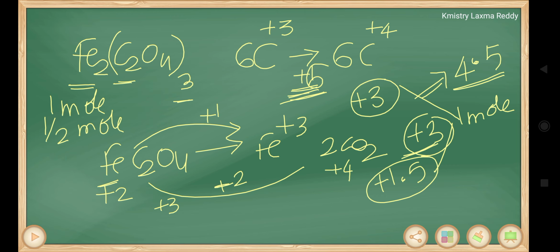See carefully. In Fe2(C2O4)3, iron is not getting changed. C2O4 only undergoes the change. But in case of ferrous oxalate, Fe plus 2 is converted to Fe plus 3, and C2O4 minus 2 is converted to CO2. So total change is 4.5.